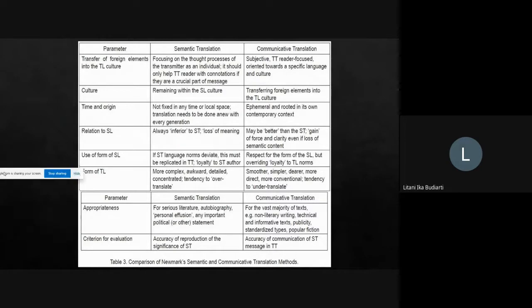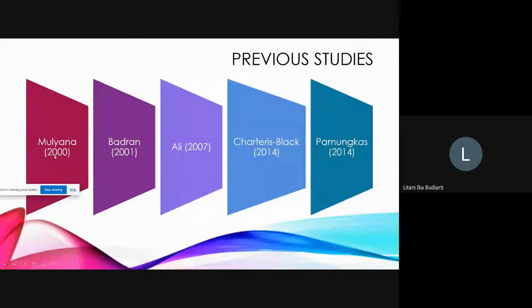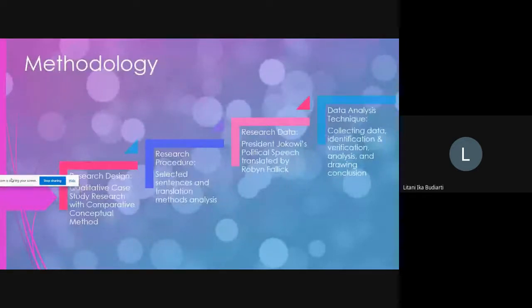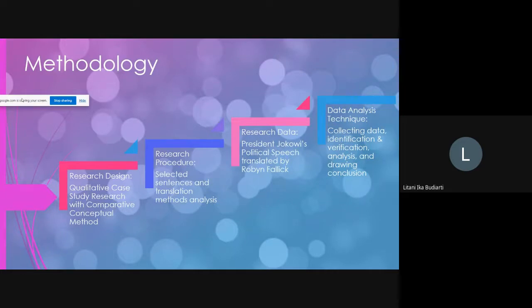As I have said, this paper focuses on these two methods. These are the previous studies used by the researcher: Mulyana, Badran, Ali, Cartris, and Black, Pamungkas. And this is the methodology. The research design is a qualitative case study with a comparative conceptual method. As I said, the author will compare the semantic and the communicative methods.